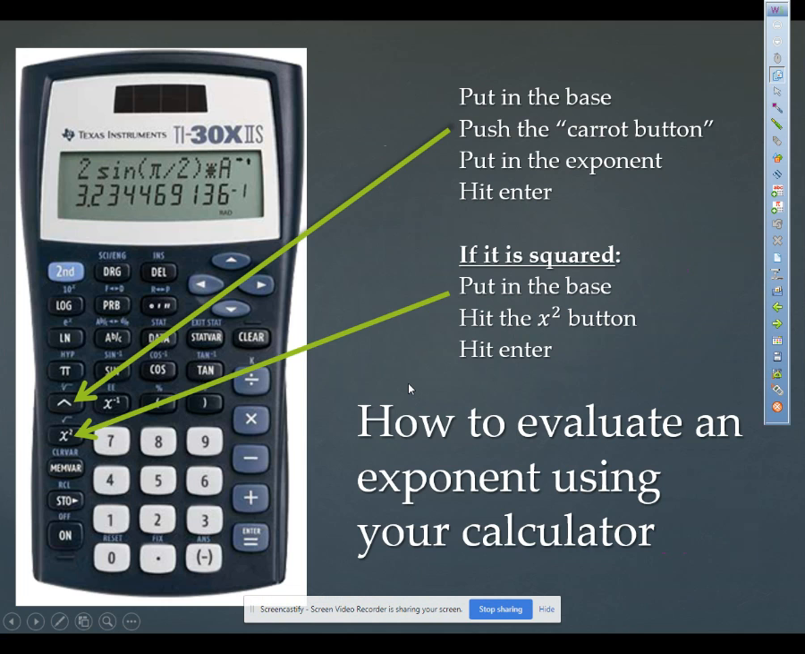This is how you use your calculator to evaluate an exponent. You're going to put in the base. You're going to push the caret button, which is the little button that looks like a triangle without a bottom. You're going to enter the exponent and then hit enter. If it is squared, you can put in the base and hit the x squared button and then hit enter.